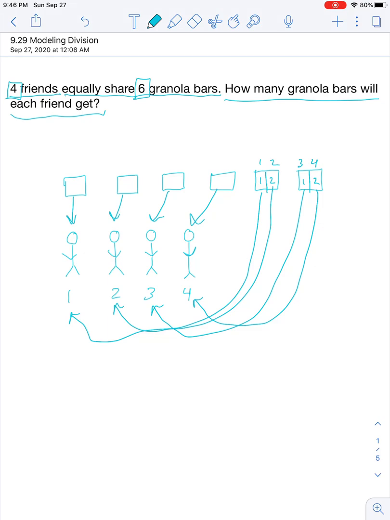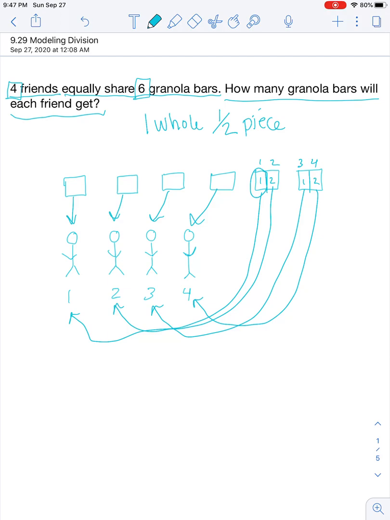In some cases, you're not going to be able to use those leftovers. I'm going to show you in the next problem. But we still need to answer this question. It says, how many granola bars will each friend get? Well, I know that they get at least 1 whole granola bar, and each person gets 1/2 of a granola bar. So 1 whole and 1/2.